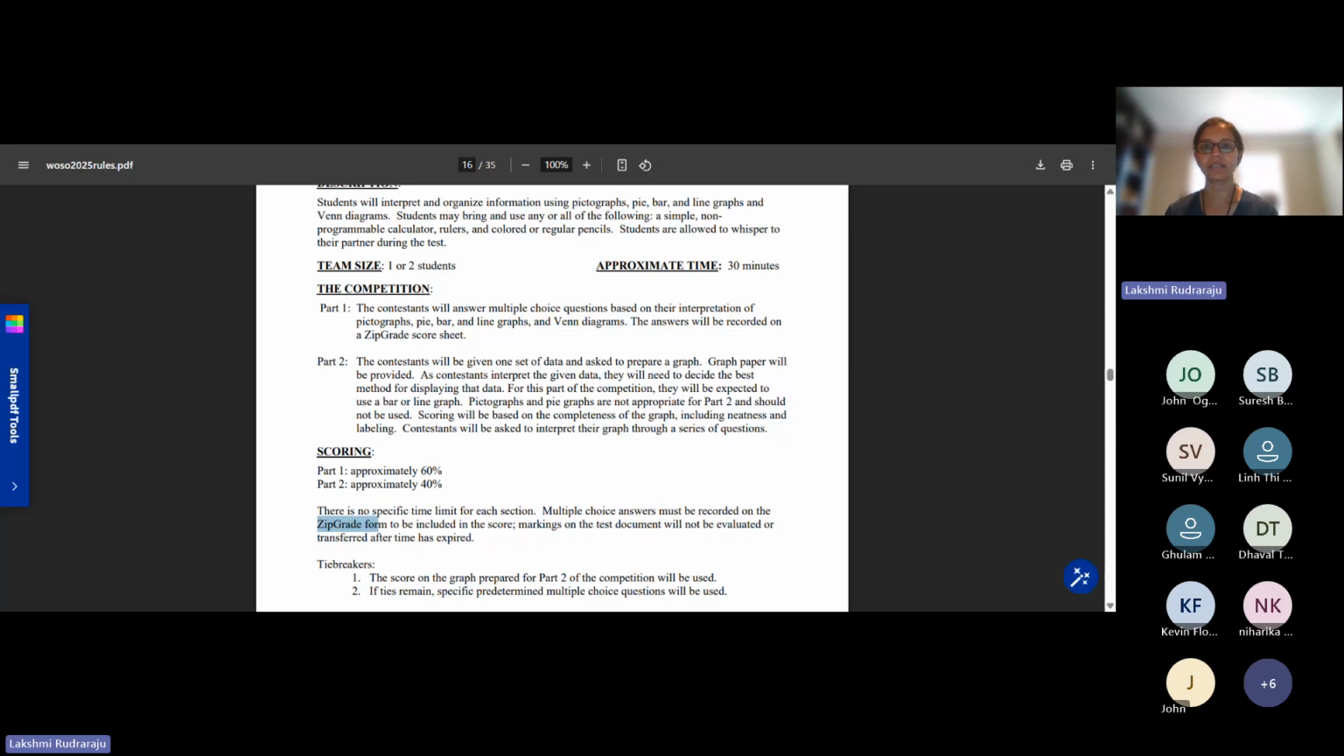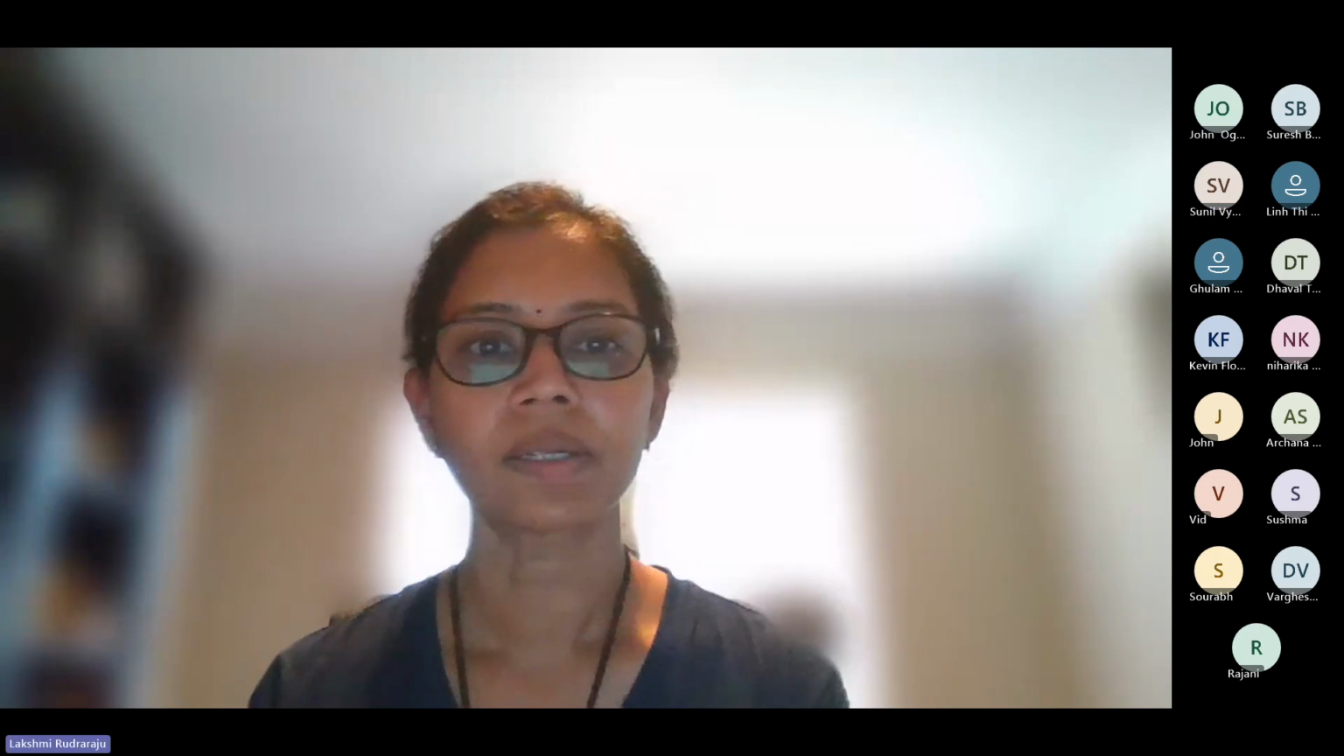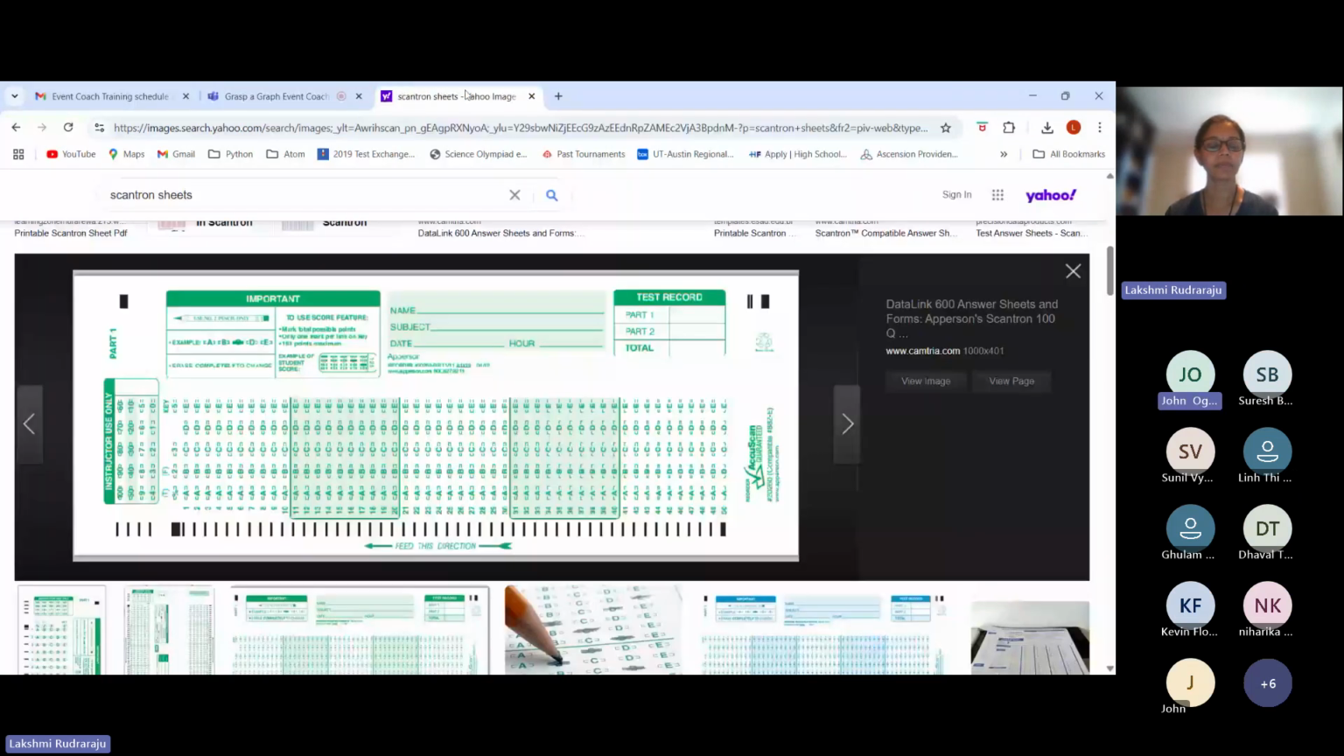Yes, that format is correct. Kids are going to actually use the Scantron or the ZipGrade to answer. So let me quickly share my screen just to show you how that looks. Share. Let me know when you can see my screen.